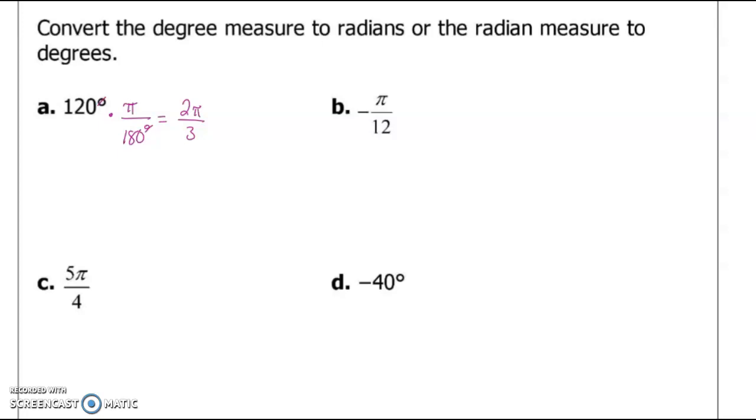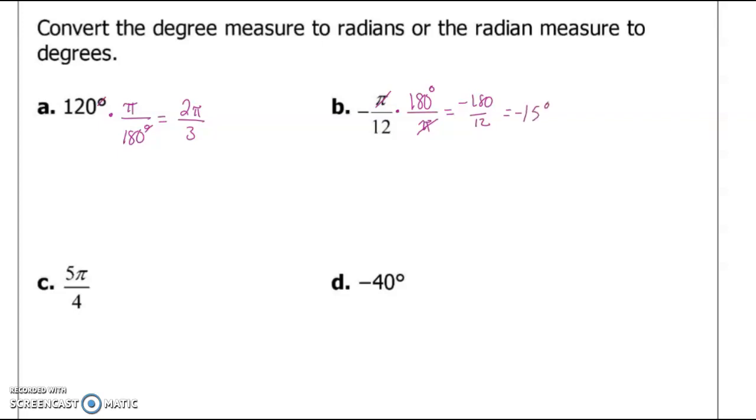So this one is negative pi over 12. So we're going to times by, I know that that's in radians, so I need degrees on top. So 180 degrees over pi. So the pi is going to cancel out. And I'm going to have negative 180 over 12, which I can just go ahead and use my calculator to do. And so I get negative 15 degrees.